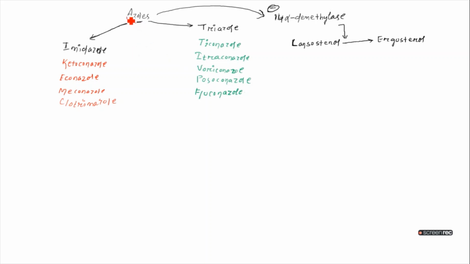As I told you, the azole class of drugs basically acts by inhibiting 15 alpha demethylase, which helps in the conversion of lanosterol to ergosterol. As I told you, it is of two classes, imidazole and triazole. In case of imidazoles, the drugs are ketoconazole, econazole, miconazole, and clotrimazole, and in case of triazoles, they are itraconazole, voriconazole, posaconazole, and fluconazole. So if we talk in detail about individual drugs, let us start with ketoconazole.